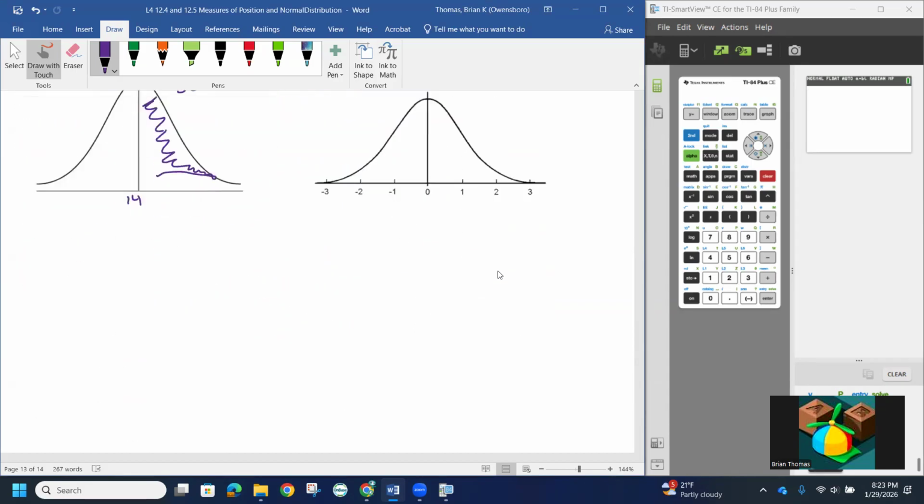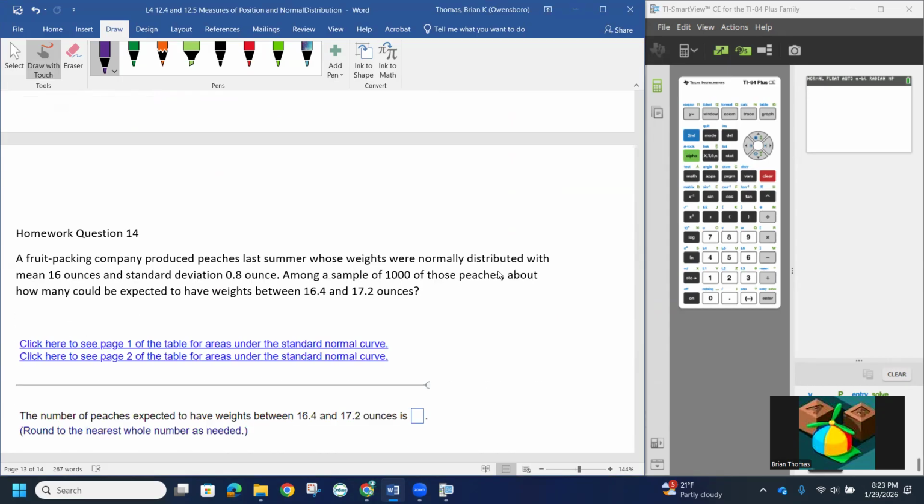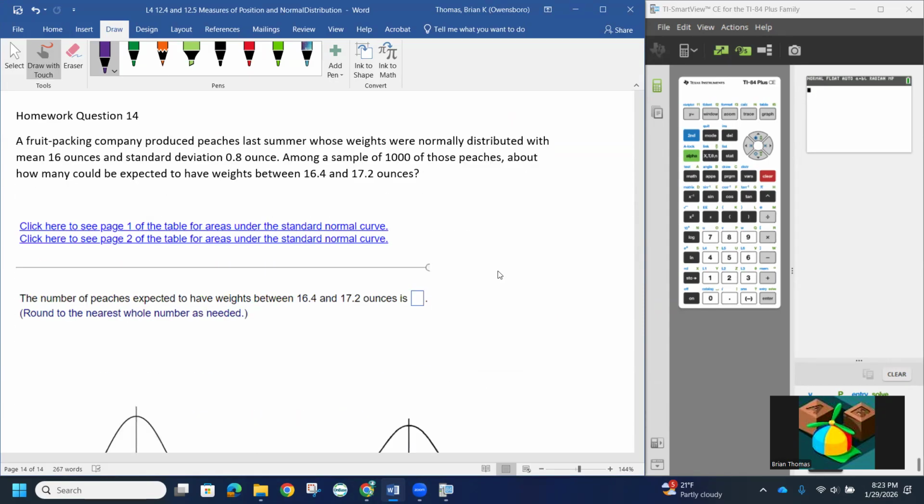Not too difficult there. So let's move into question 14 and see if they make it any more challenging to us. So again, we're still doing peaches. We're still doing normal distribution. We have 16 ounces this time. That's our mean. So these are some big boys, 16 ounce peaches. And then the standard deviation for this is 0.8.